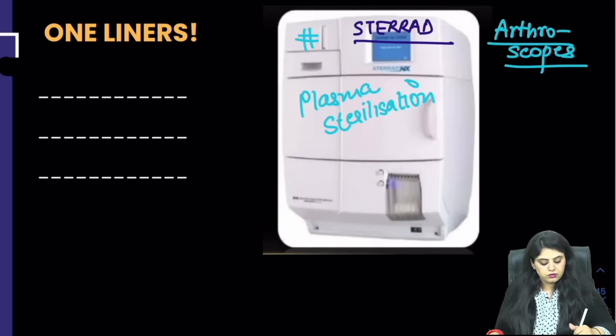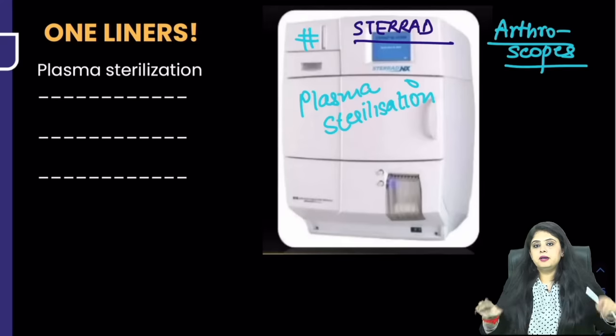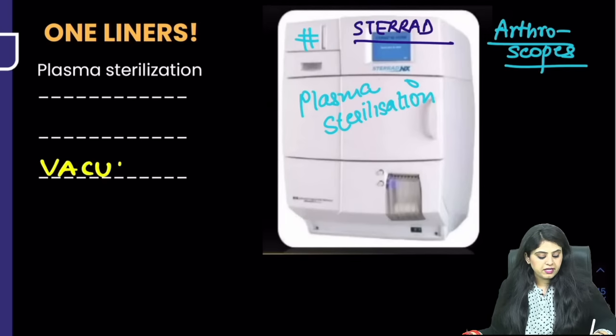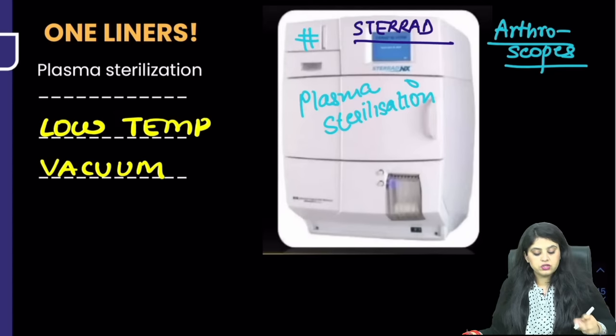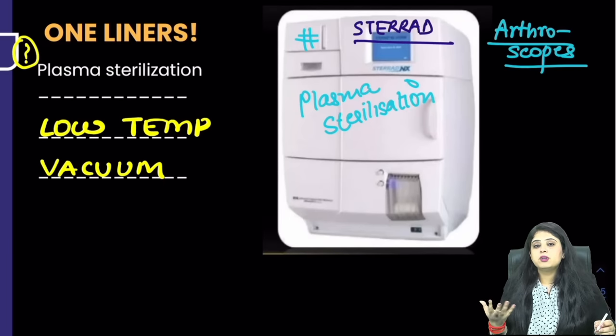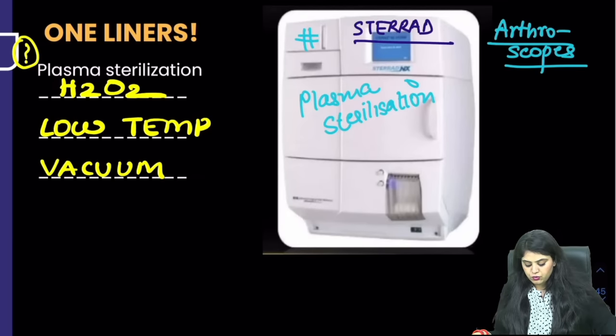Very good. What are the questions on plasma sterilization that I want to ask you? Why is this also looking like a dabba machine, all closed, like electron microscope tha na, closed from everywhere, because you had to maintain vacuum. Here also you have to maintain vacuum, that is why it's closed from everywhere. Also remember, you have to maintain a very low temperature. These are all bullet points asked. But how do I create plasma? Plasma, what is plasma? Fourth state of matter, not solid, not liquid, not gas. How do I create it? From a chemical called H2O2. Very, very good. So settled, guys. These are the three questions.